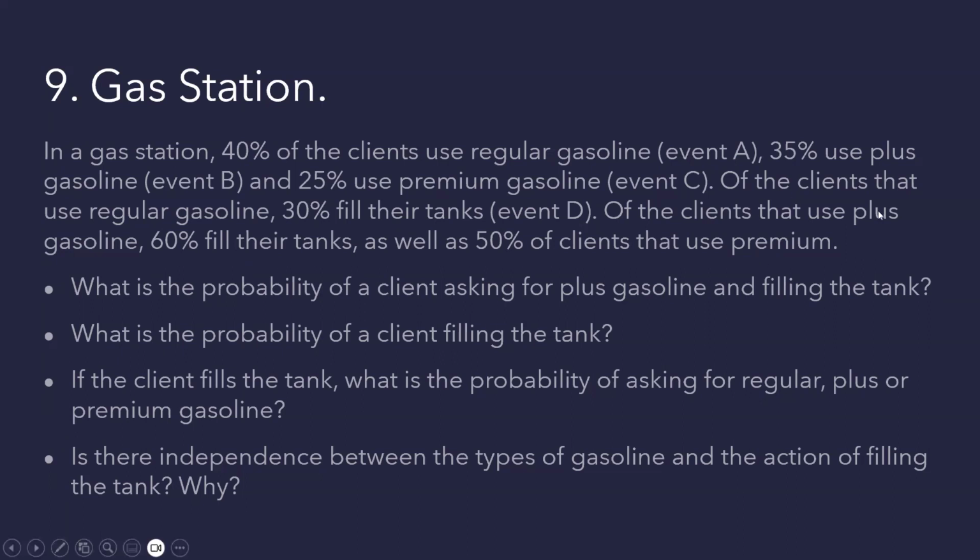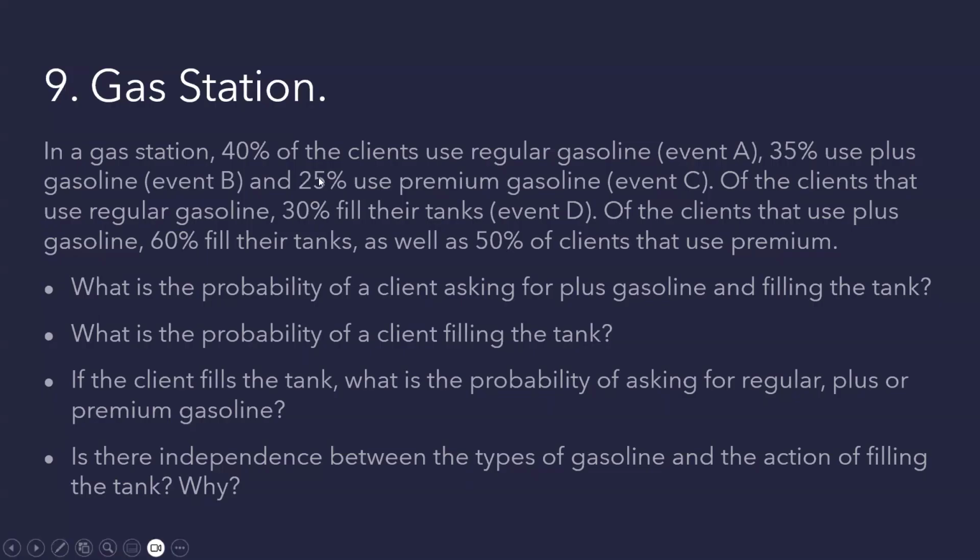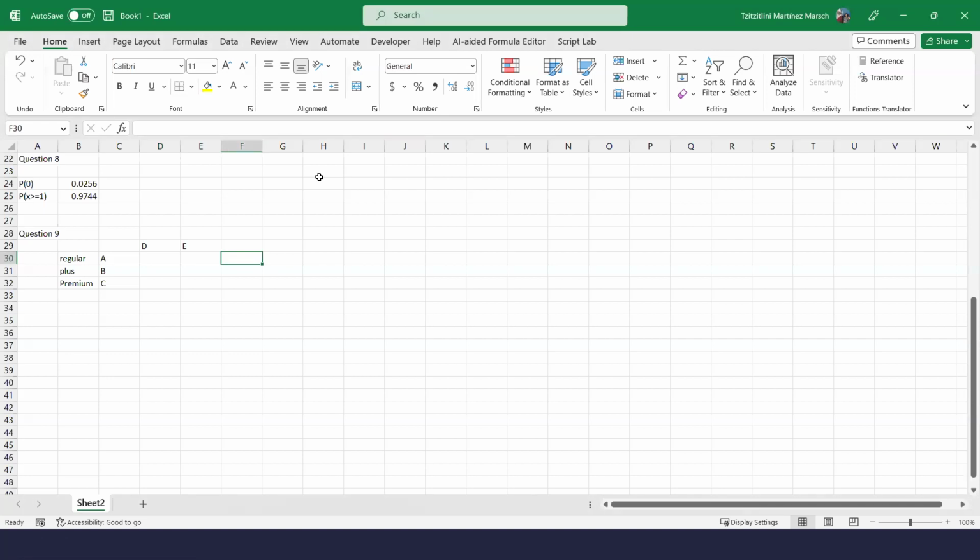Sometimes it's all jumbled up. Of the clients that use regular gasoline, 30% fill their tanks, event D. So event D we'll put here, and then not fill their tanks we'll put E, just because it makes sense. So let's go ahead. Regular clients are 40%. Okay, so 40% is 0.4.